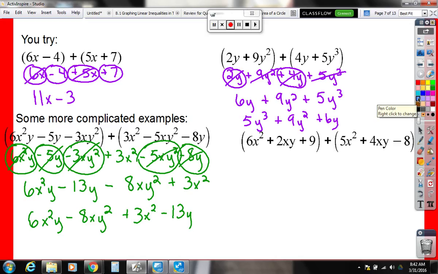Okay, let's take a look at the next one. I'm going to rewrite it without the parentheses. This becomes especially important when we are doing subtraction. Rewriting without the parentheses and distributing the negative sign will be really helpful. Okay, first term we have 6x squared. Austin, do you see any other terms up there exactly like that one?